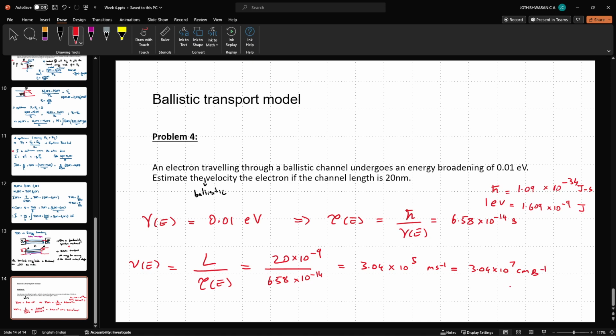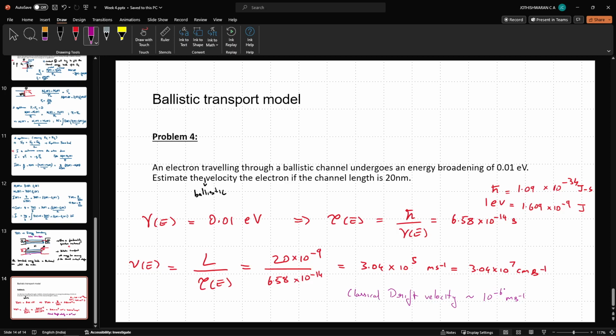Now, for people who are familiar with classical models of conduction, you know that the drift velocity of an electron is usually micrometers per second. I will write that here. The classical drift velocity is of the order 10 to the power minus 6 meters per second.